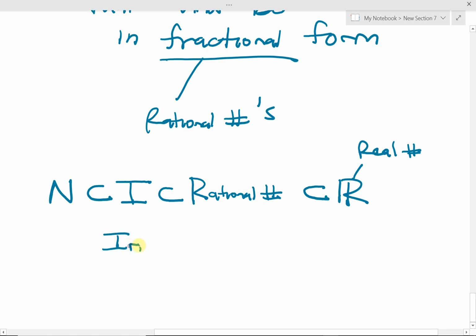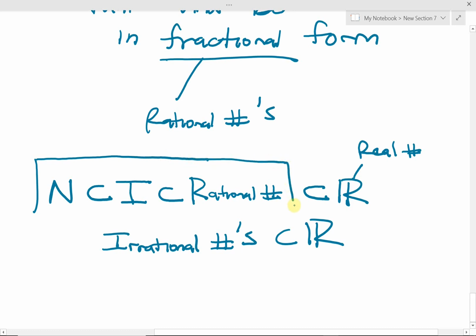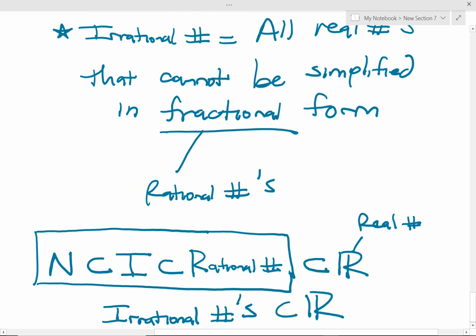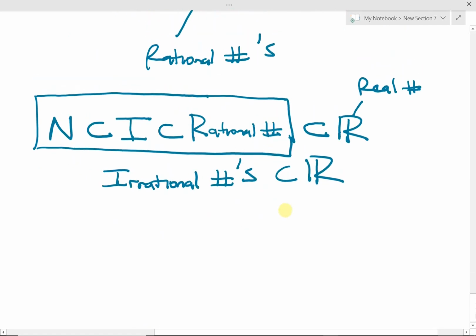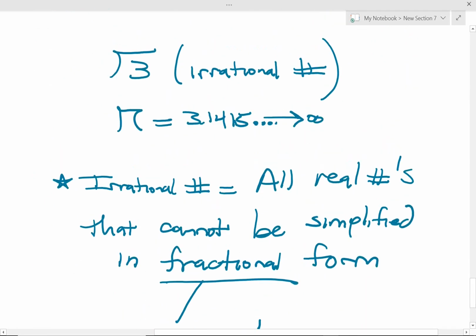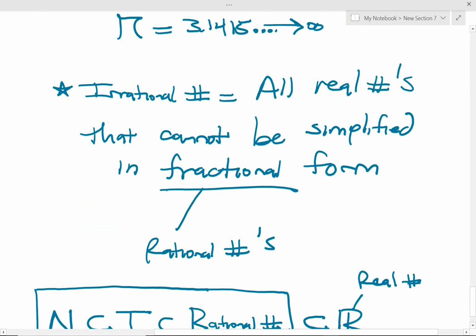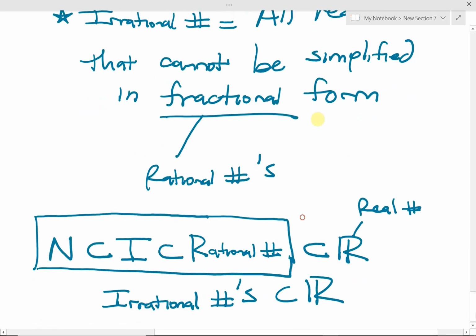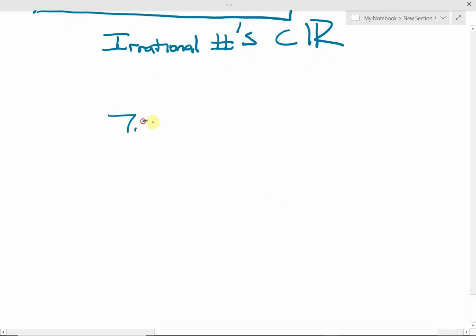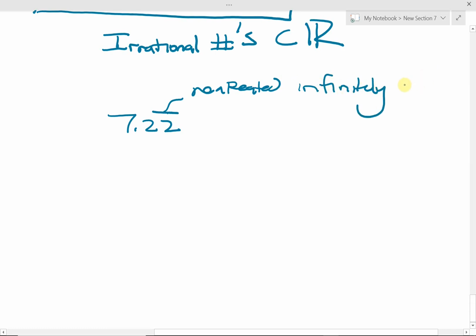And we also know irrational numbers are a subset of real numbers, but they are excluded from this whole set of rational numbers. They're all real numbers that cannot be simplified in fractional form. Also, they have an infinite decimal extension. So if you have something like 7.22 repeated, this means repeated infinitely many times.